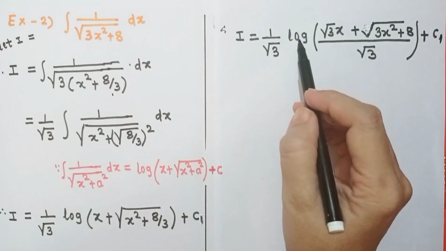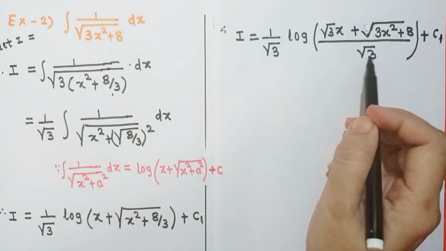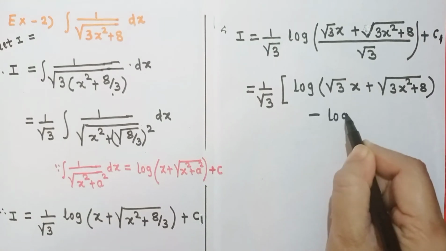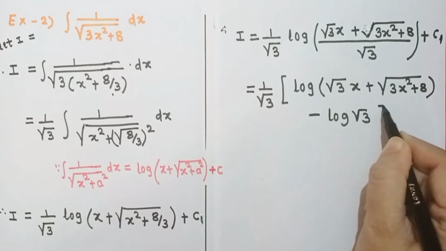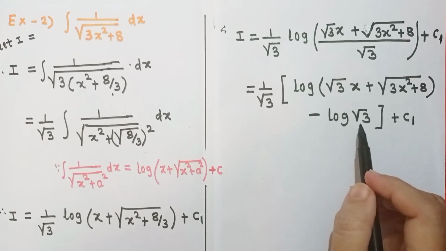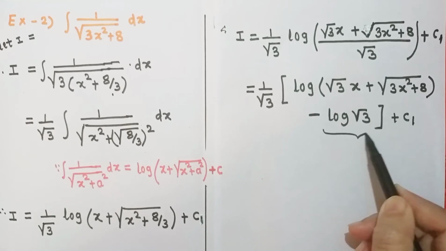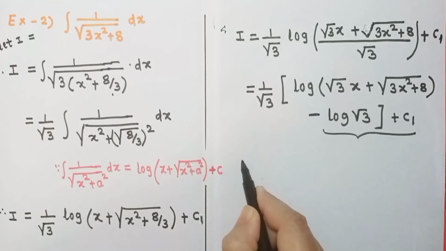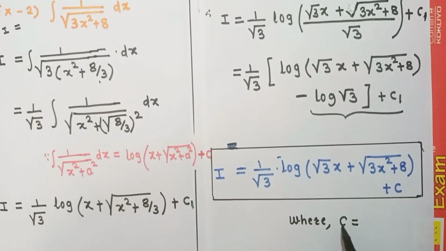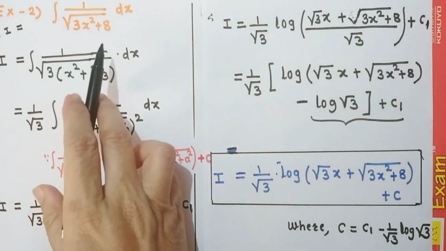Now again by the rule of log, log of numerator minus log of denominator, this log of numerator minus log of this denominator is root 3 and plus c1. Now check again. Log of root 3 is constant, c1 is another constant. So together we will write constant c, and so final answer is plus c, where c is equal to c1 minus 1 upon root 3 log of root 3. This is the final answer of given integral.